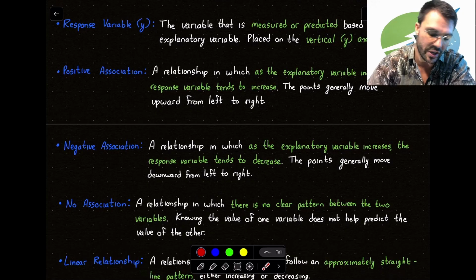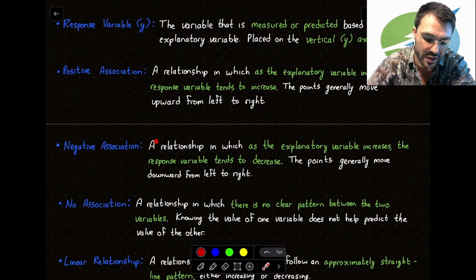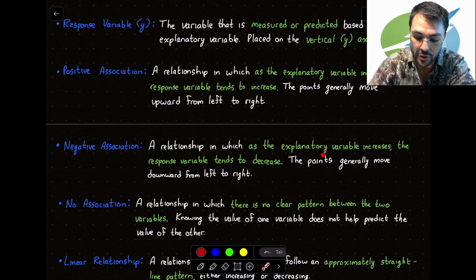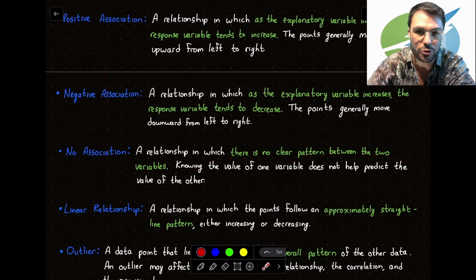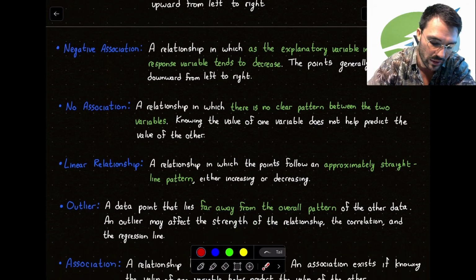Likewise, for the negative association, more clear with a visual representation. This is a relationship in which as the explanatory variable, the x variable, increases, the response variable, y variable, tends to decrease. The points generally move downward from left to right. No association. This is a relationship in which there is no clear pattern between our two x and y variables. Knowing the value of one variable does not help to predict the value of the other. Again, the three of these will be much more obvious with visual representation, which we will get to.